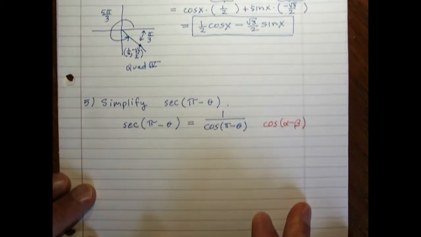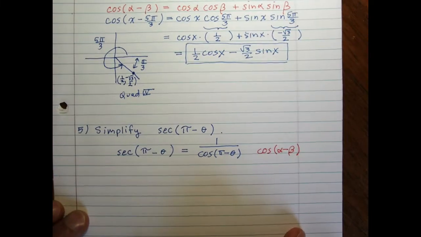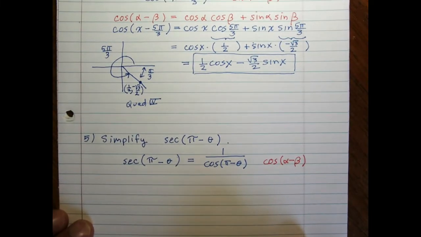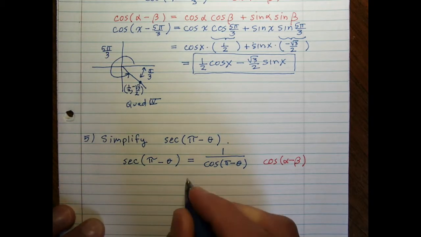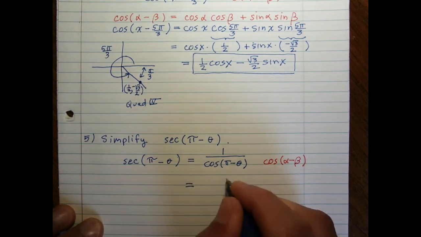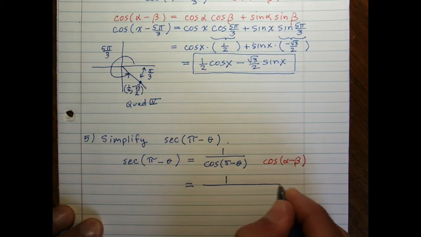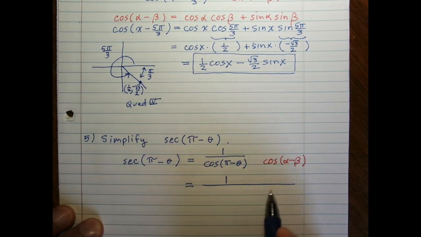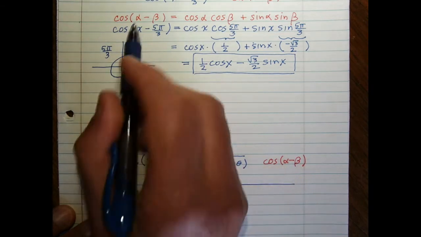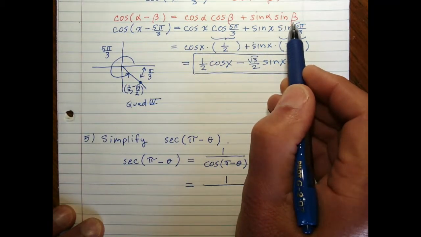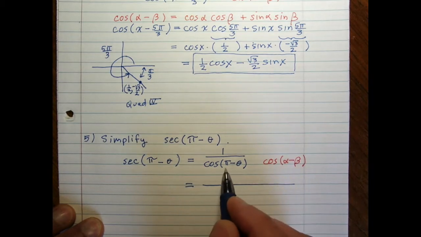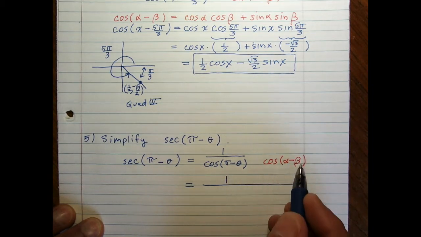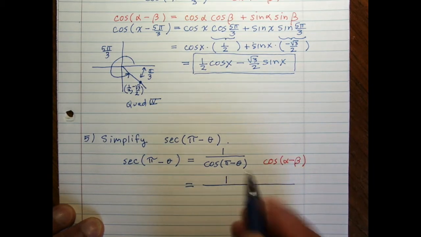And the identity is actually right up there in red, higher up on the page, so I won't recopy it again. Now what I'm going to do is I still have 1 over, but it's the denominator of this fraction that I'm going to expand out using the cosine of alpha minus beta identity, just like in red up at the top. But the alpha now is pi, and the beta is theta.